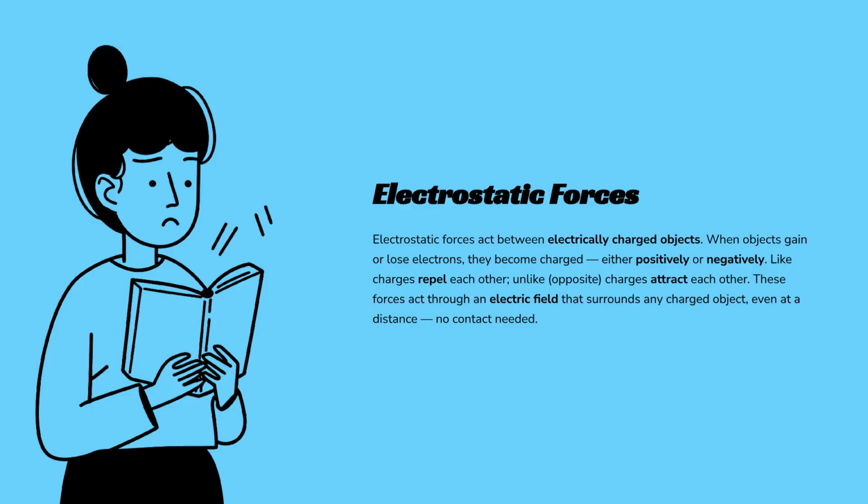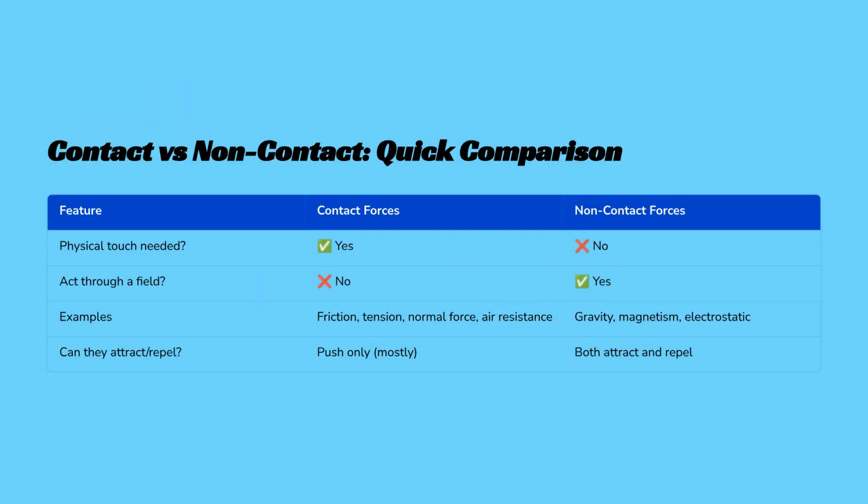Positive and negative charges interact, where like charges repel and opposites attract. These forces work through an electric field. Let's quickly compare contact and non-contact forces. Contact forces require physical touch and do not act through fields, whereas non-contact forces act at a distance through fields like gravity or magnetism.